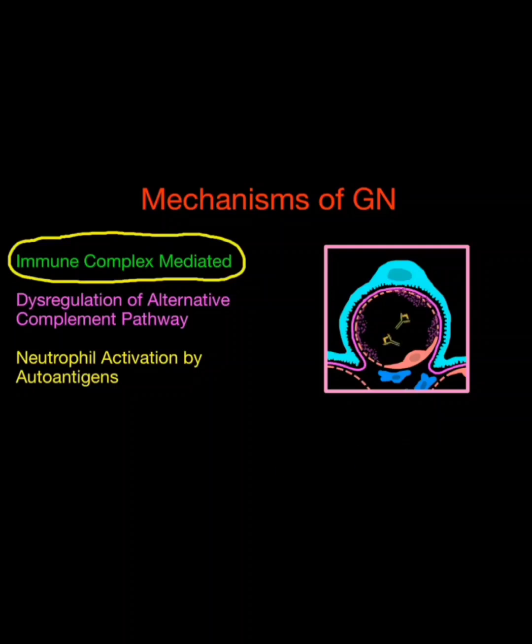Now within immune complex-mediated disease, there are a couple different mechanisms for how immune complexes actually cause the inflammation. For one, there could be circulating immune complexes. So a circulating antigen binds with a circulating antibody. And these immune complexes can now deposit in the glomerulus. Some of these can deposit in the mesangial area, and some can deposit in the subendothelial area.